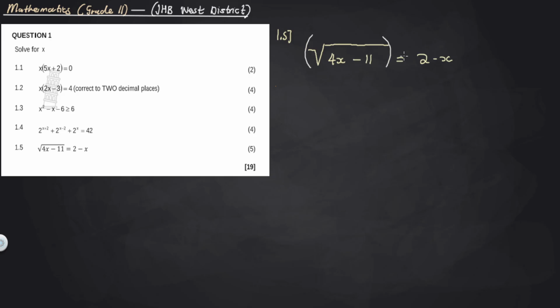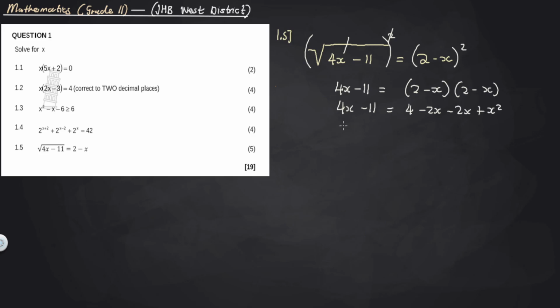Now with a sad equation, the first thing we do is remove the square root, right? The squared cancels out that square root. Therefore you're going to have 4x minus 11 equal to, then we create 2 brackets and FOIL them out. 4x minus 11 equal to (2 minus x) times (2 minus x), which is 4 minus 2x minus 2x plus x squared.